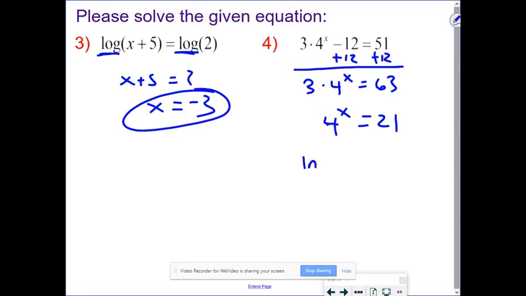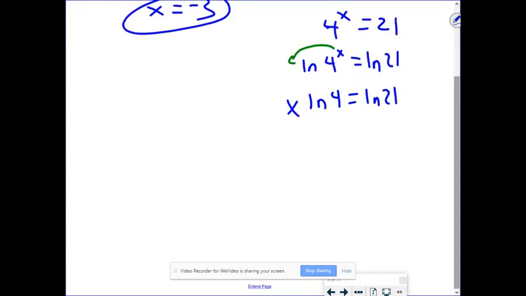At this point, look, where's the x? The x is in the exponent. So what do I have to do? Take the log of both sides. I chose to do the natural log, ln. So now the x is going to come out in front. x times ln of 4 equals ln of 21.